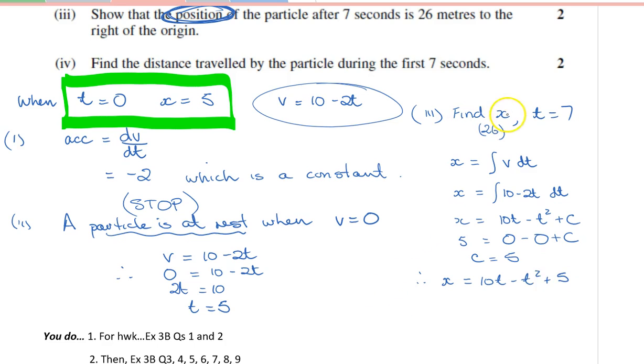Then what did we want to do? We wanted to investigate what x would be when t was equal to 7. x will be equal to 10 times 7, which is 70, minus 49, plus 5. 70 minus 49 is 21. 21 plus 5 is 26.